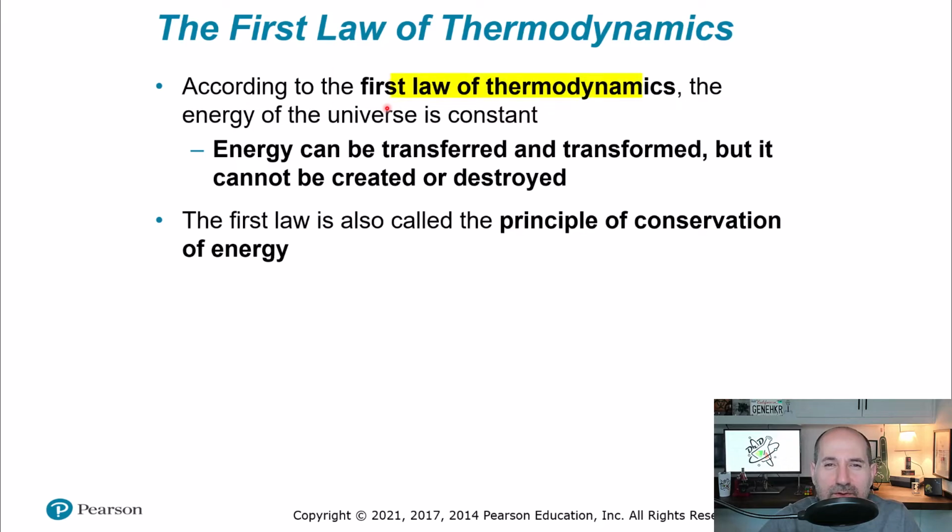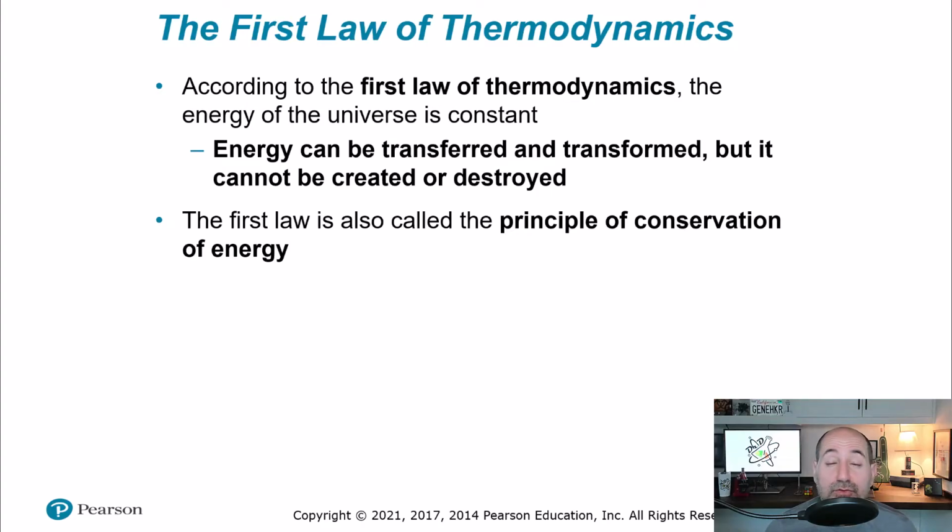thermodynamics. The first law of thermodynamics is also known as the principle of conservation of energy, and it states that the energy of the universe is constant. This means that energy cannot be created nor destroyed. The same amount of energy is available to the universe today as it will be tomorrow, as it will be a billion years from now, or a billion years ago.